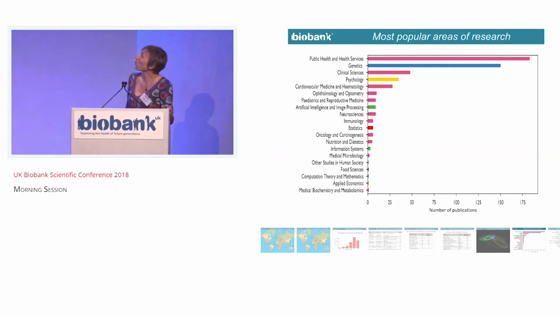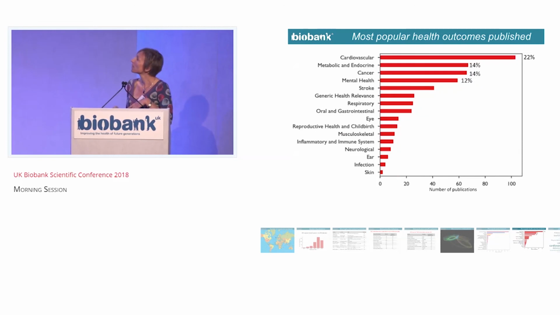In terms of the most popular health outcomes published so far, cardiovascular disease, about 22% of papers have something to do with cardiovascular disease, metabolic and endocrine conditions, particularly diabetes. There's a lot of research in that area, as is cancer, mental health, and so on. But also, as you can see, there are researchers also looking at a wide range of other health outcomes. And I'm sure that will continue to grow as we develop more linkages and more summary health outcomes, which I know Kathy will talk about a bit later on.